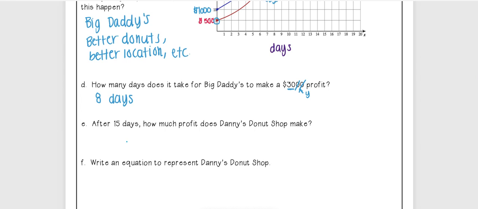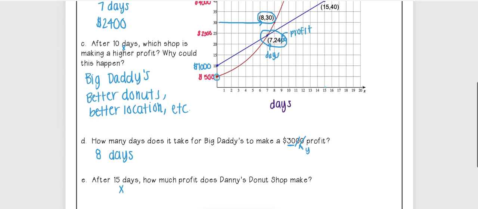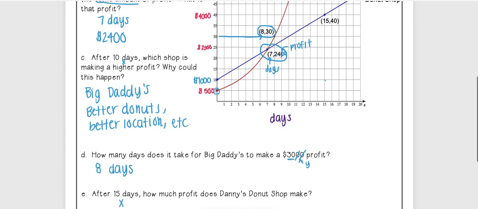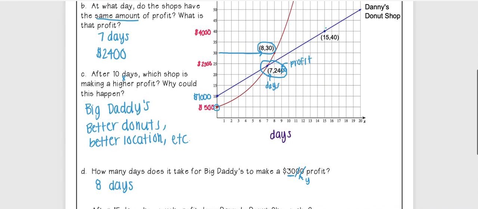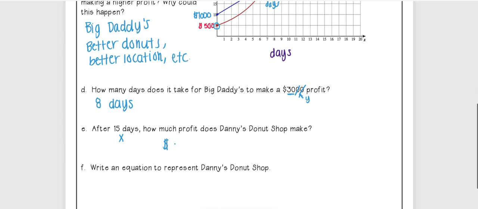Next question, after 15 days, how much profit does Danny's Donut Shop make? Okay, days, again, that's my X value. So I'm going to go to 15 on my graph. And I'm looking to see how much profit Danny's Donut Shop makes. So I need to go up until I hit the blue graph. And I see that's at the point labeled 15, 40. So 40 is my profit. But again, since this is in hundreds of dollars, I need to add 2 zeros there. And so that's going to be 4,000.